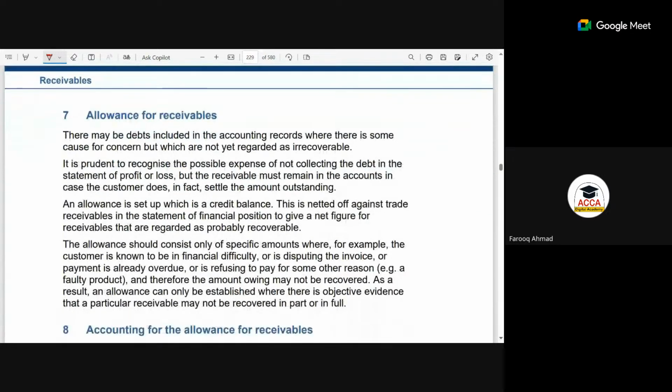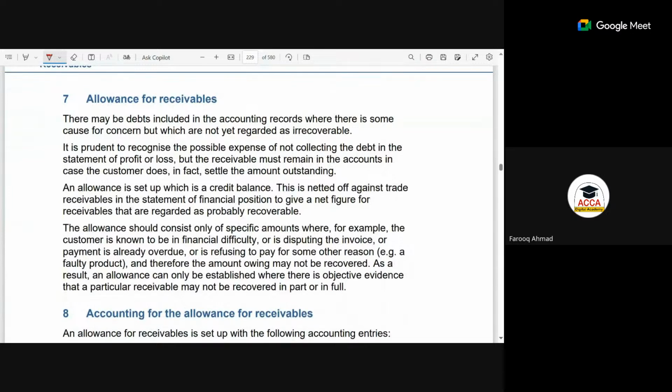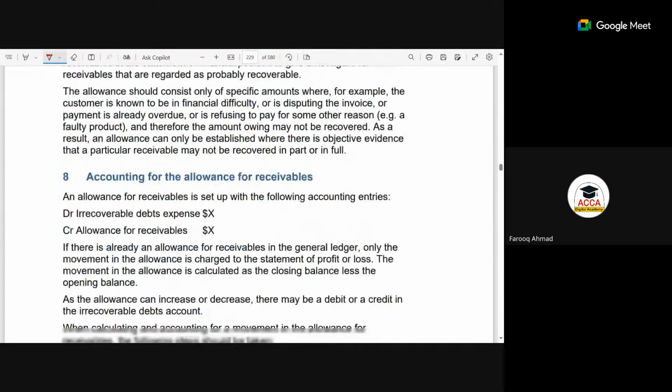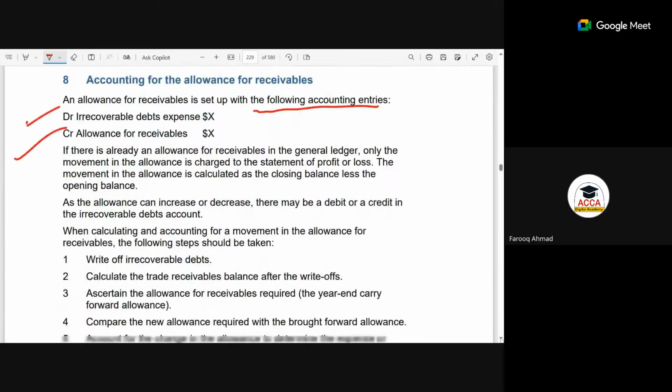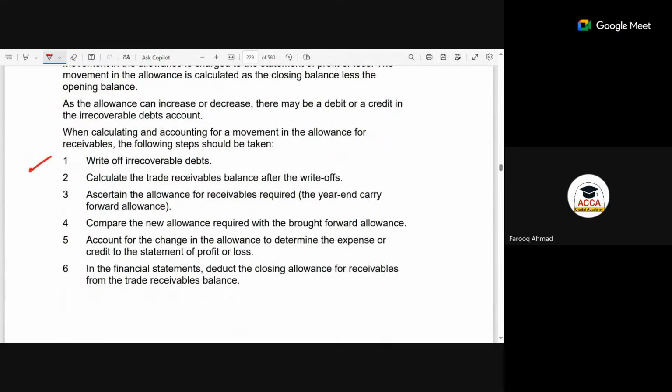Allowance for receivables: if you are giving any allowance or provision, it is taken into consideration in your books of account, accounting for allowance for receivables and irrecoverable debts. So the allowance for receivables is set up with the following accounting entry: credit allowance for receivables in the books of account. They create the allowance for receivables for bad debts written off, when calculating the account movements. So these steps are taken care of.